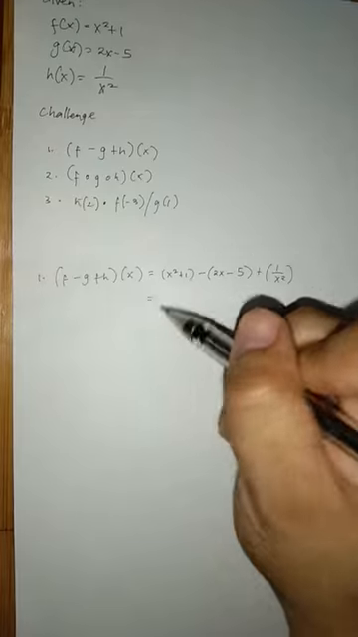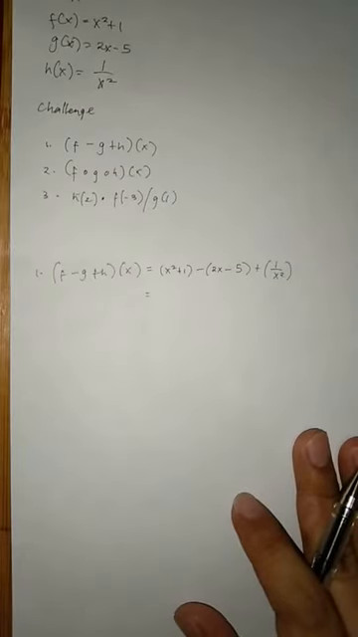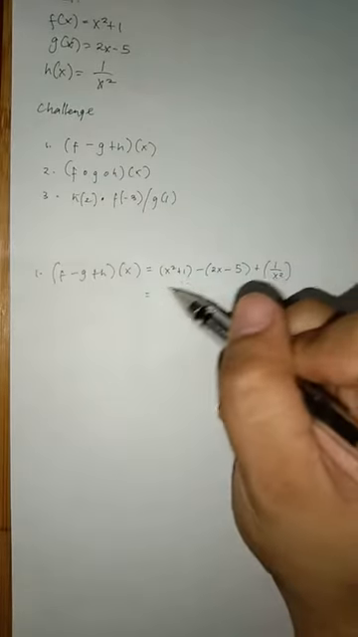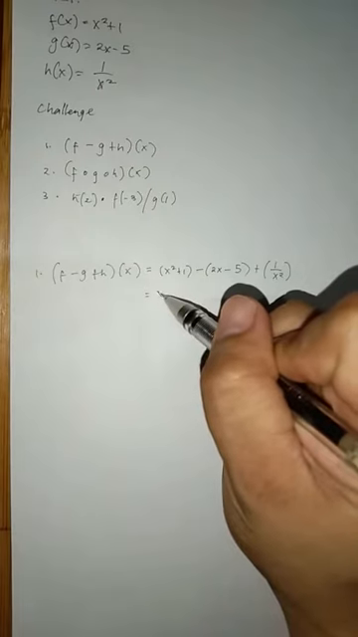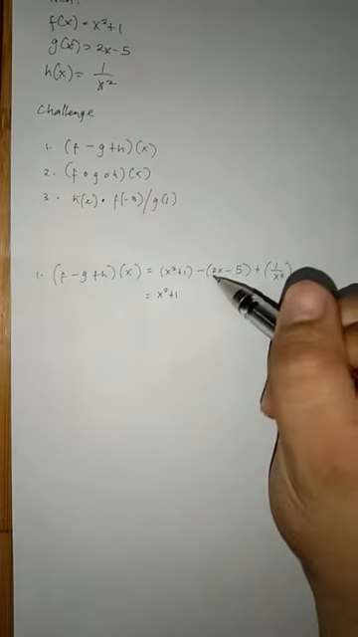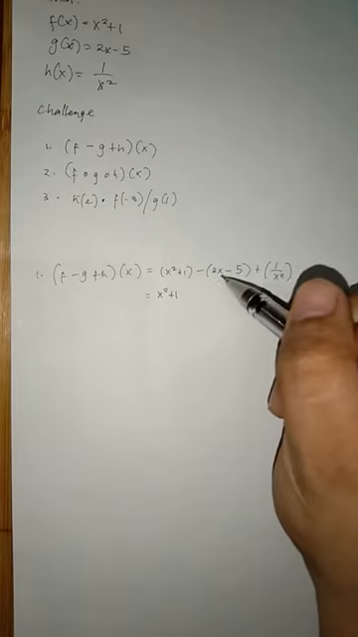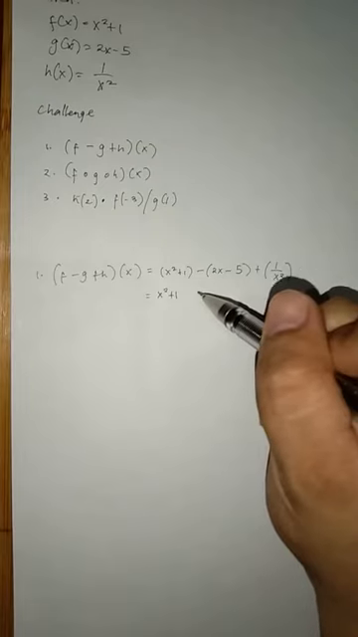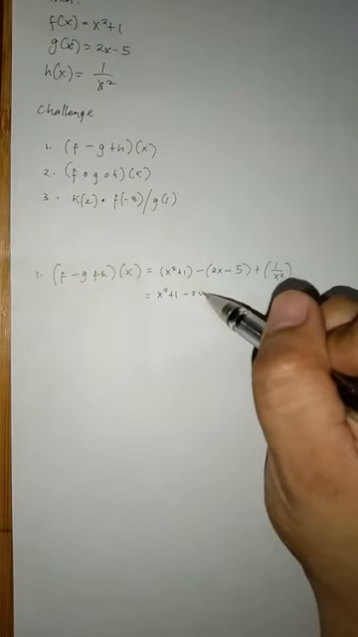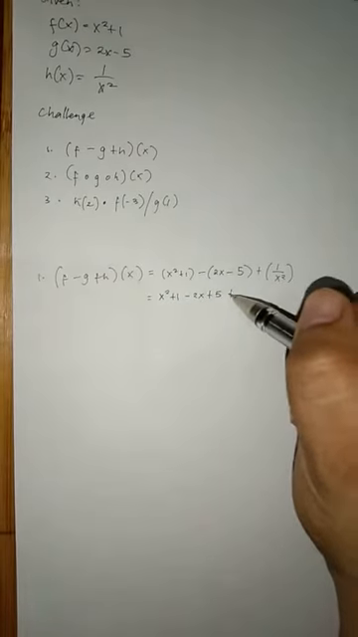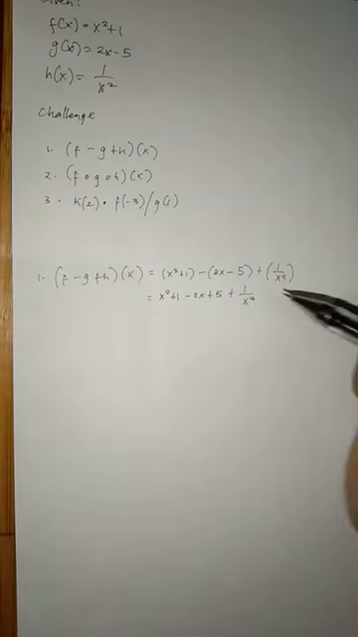Now, we will now simplify as we go on. So first is we will remove the parentheses for each. So first is x squared plus 1. Then next is the minus, since it's minus, so we need to distribute the minus sign. So you have negative 2x plus 5 and then plus 1 over x squared.